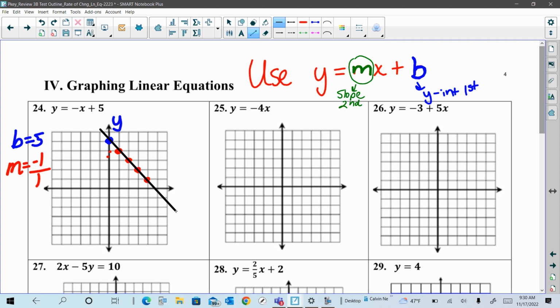Do we need to draw? Yeah, you need to draw the line going through the points, through the graph. Okay. Remember, the line is continuous. So that's why we have those arrows on it.